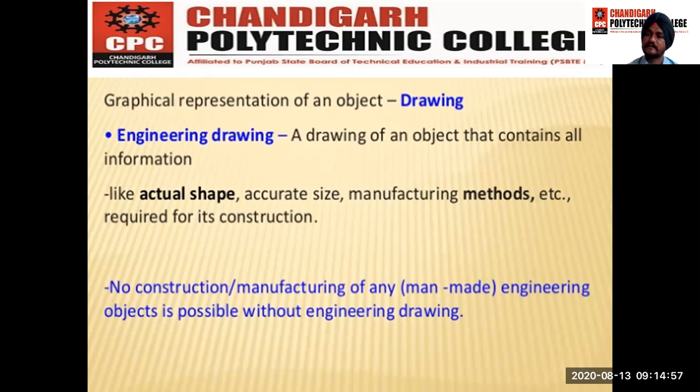an engineer can pass all information to another engineer to complete a drawing, like their actual shape, their accurate size, their dimensioning, their material, their manufacturing method. All this information is required for engineering drawing. Without this information, you cannot complete a component, because without limit and fit, your assembly cannot be completed. So without proper, required, accurate information, you cannot complete your drawing. No construction or manufacturing of any engineering object is possible without engineering drawing.